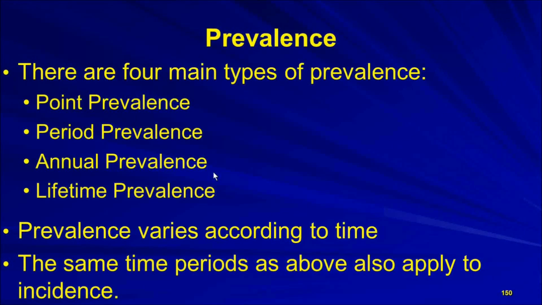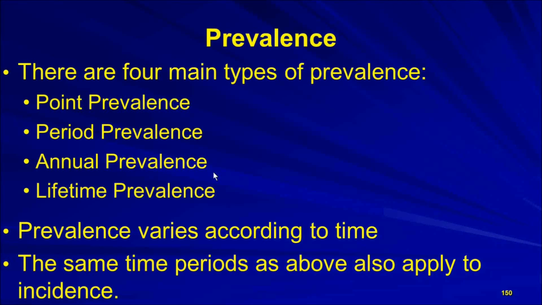Next, with prevalence, there are 4 main types. There are point, period, annual, and lifetime. Prevalence then varies according to time, and I'll show you examples of it. Hopefully this will be a simple thing for you to remember. If not, you can replay it and look at the slides again. The same time periods as shown above can also apply to incidence, and I alluded to that earlier when I was talking about incidence. But for right now, you just think that prevalence has four different types.